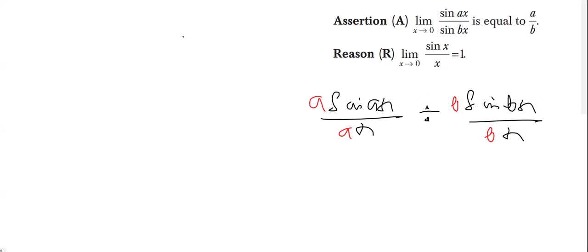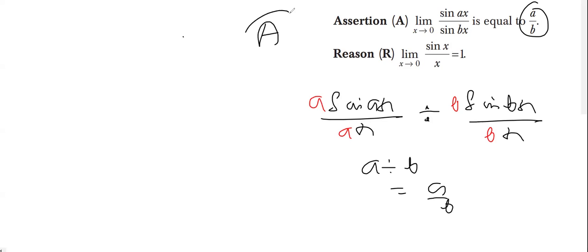Now on further simplification, you can clearly see that over this part I can apply the sandwich formula. That will give you 1, and same over here as 1. So it will be a divided by b, which is a over b, and that is correct. And the reason is sin x over x, limit x tends to 0 is 1. So even the reason is correct and is the correct explanation. So therefore A is the correct option for this.